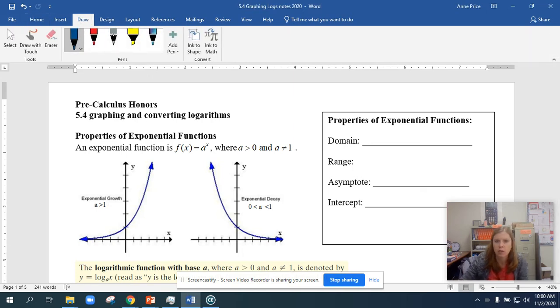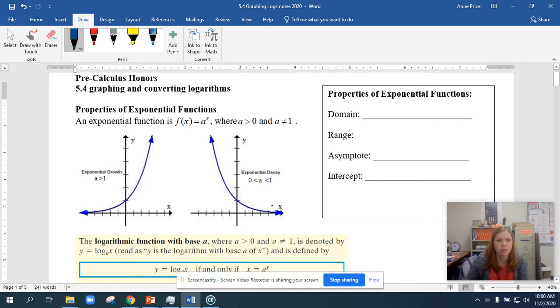If we take a look at this one, we have the definition of an exponential function, f of x equals a to the x, where a is greater than 0 and cannot equal 1. We have exponential growth on our left, where a is greater than 1, and exponential decay is when a is between 0 and 1, but not equal to either. The domain for both is all real numbers, between negative infinity and infinity. The range has a horizontal asymptote, and it's above 0 to infinity.